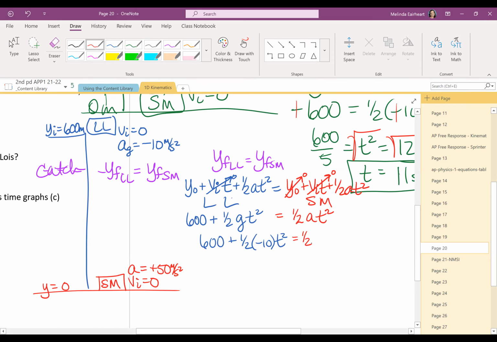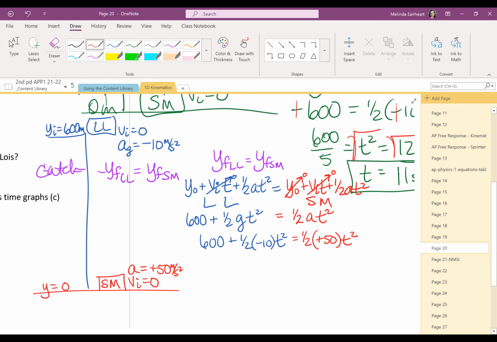No, that was before Superman caught her. Hopefully it's less than 11 seconds because she dies at 11 seconds. 10.8. In physics land, she'd be safe. All right, so now the only variable we don't know is T squared. If you had tried to do this with one equation, with one person, you would be stuck. You'd have 2 unknowns. This is common in AP Physics. You have to use more than one equation, right?